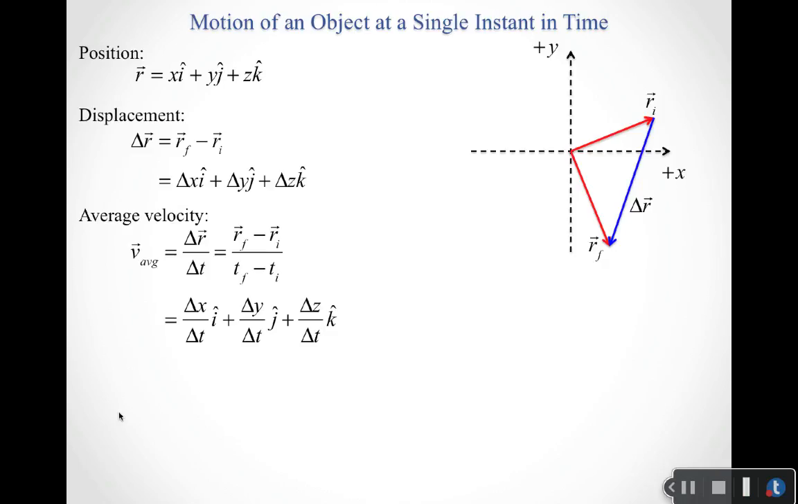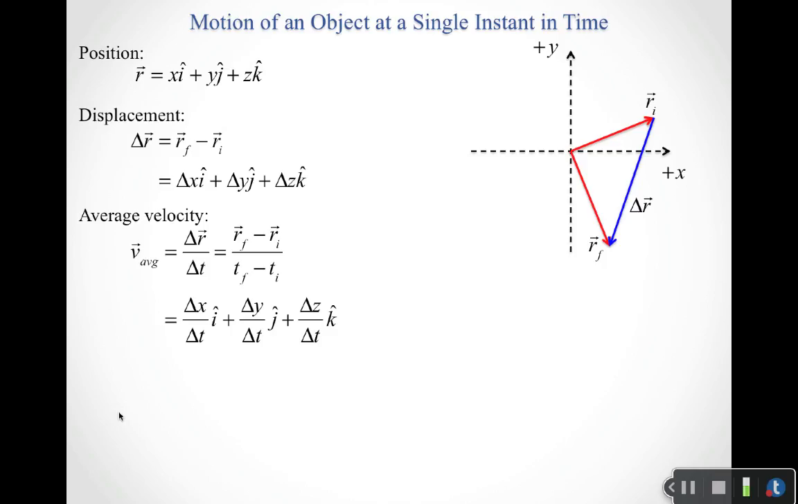So the next thing that we want to do is take our understanding of our average quantities, between 2 points in time, and talk about how we can turn those into instantaneous quantities at a single point in time. So let's just review very quickly.